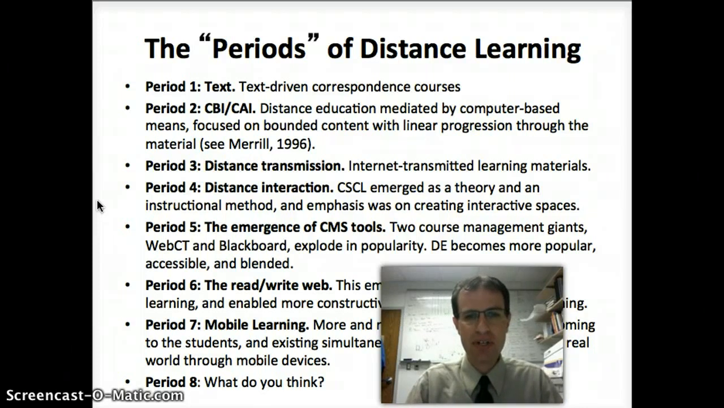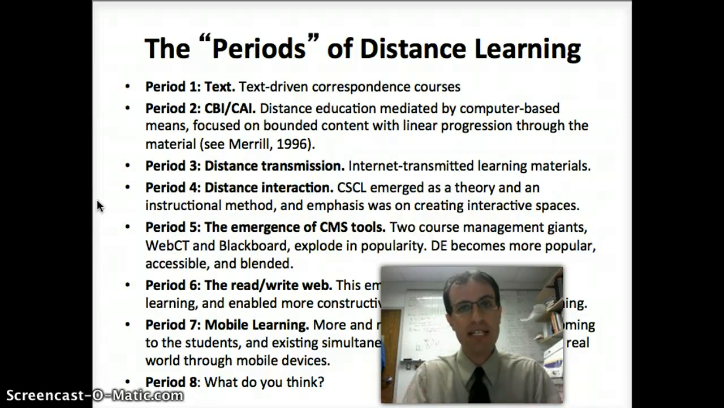Period 6, then we saw the read-write web, which emerged in parallel with mobile learning, but the idea was that instead of just having the internet be something where you got information from and maybe interacted in a discussion forum, it was also a place where you could create materials. So you could create blogs, or create videos on YouTube, or create posters in Glogster and different things like that, and the students could create material for the web instead of just learning from the web. And this allowed for more constructivist approaches to online learning.